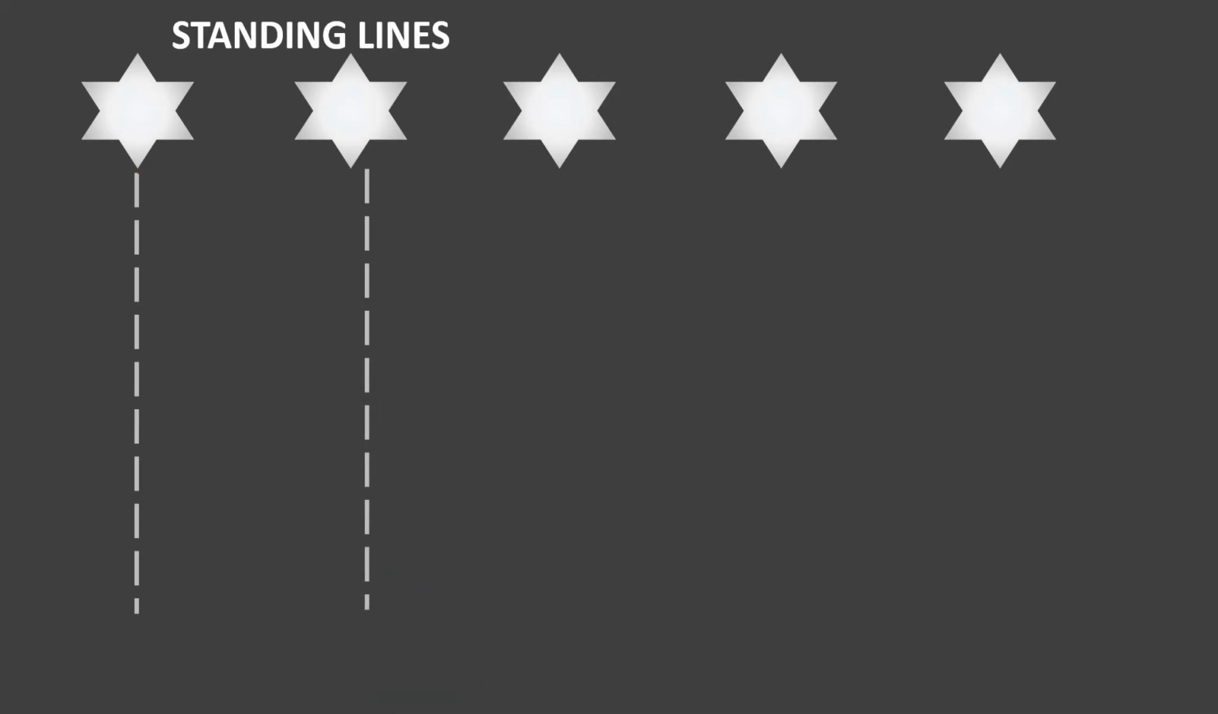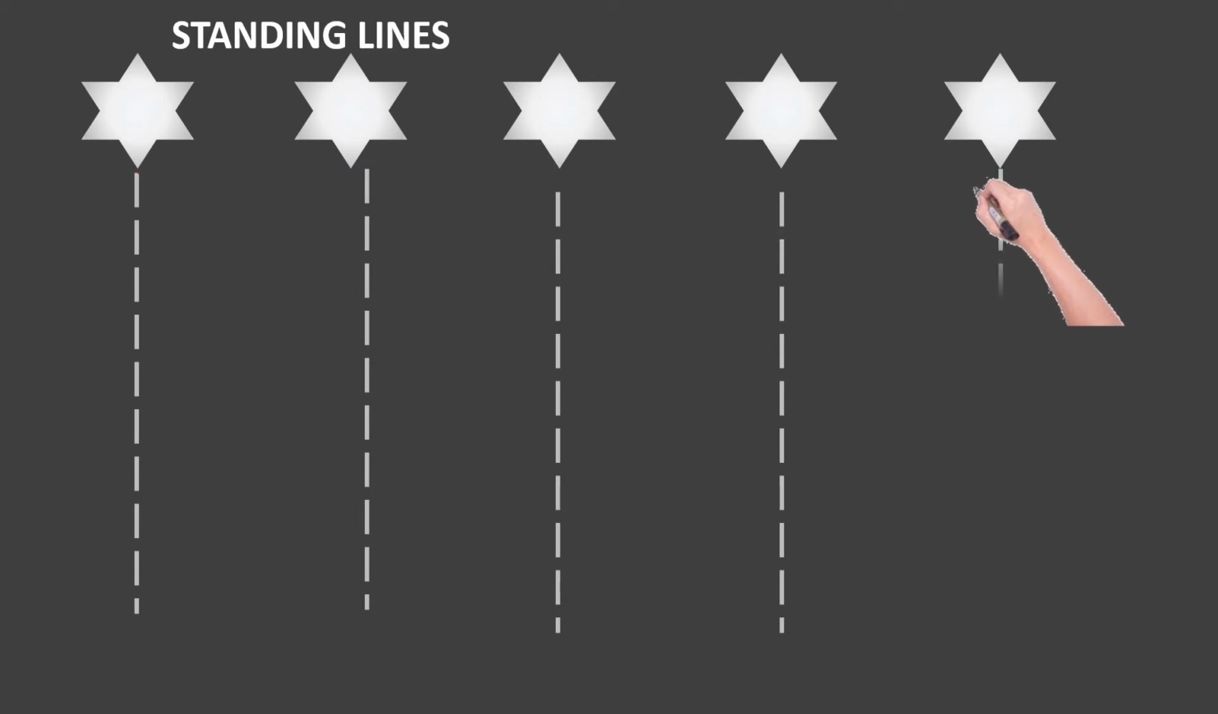So what is this? This is a standing line. One more standing line. And there is one more star. So for this star, once again, a standing line. So what is this? This is a standing line. One more standing line. So here, what is this? This is a standing line.